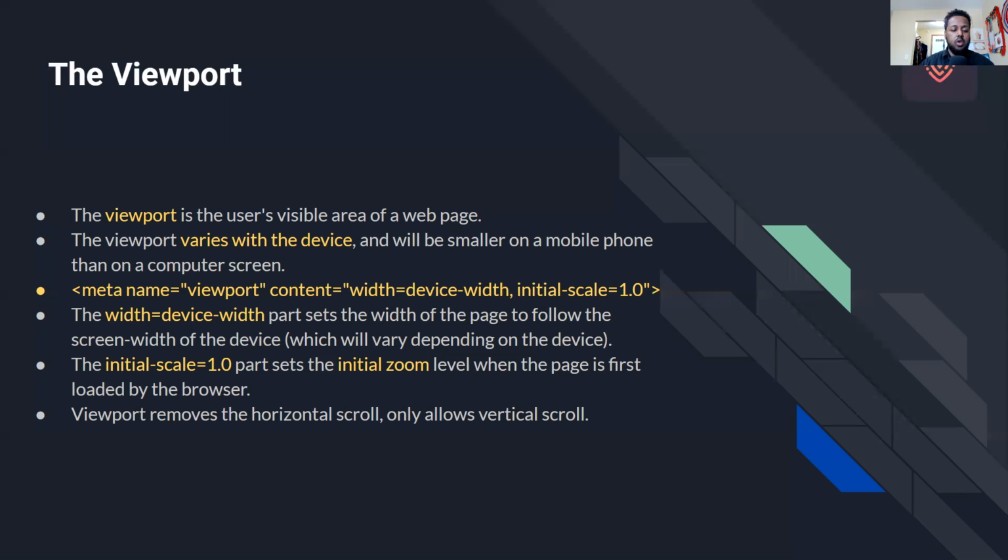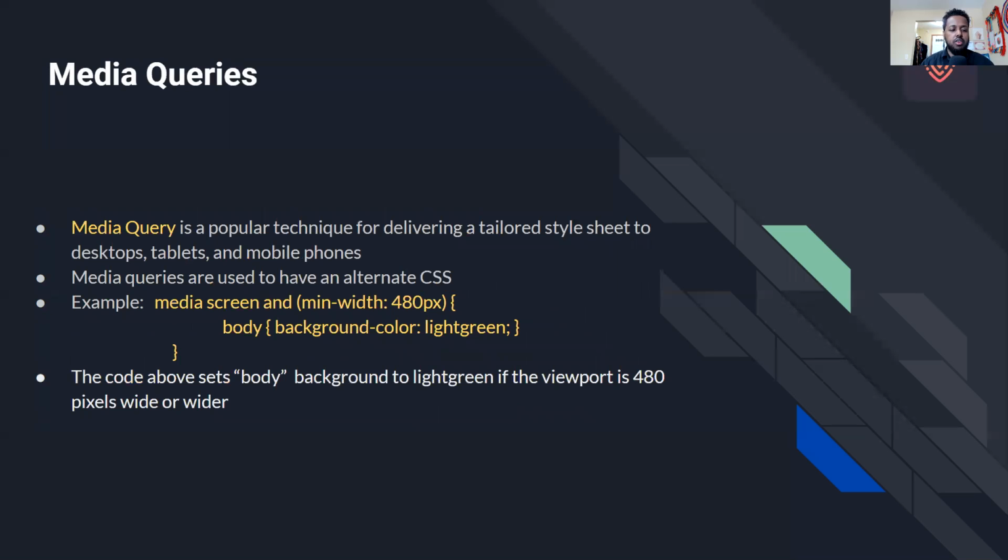Another important part of the viewport is that it removes horizontal scroll and only allows vertical scroll. This is important for mobile, because if you go to an app, they don't have a horizontal bar at the bottom. The app takes over the whole page and you just scroll up. So when you want a website to look like an app, you will use the viewport.